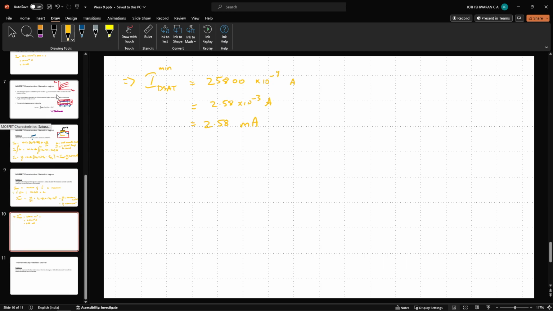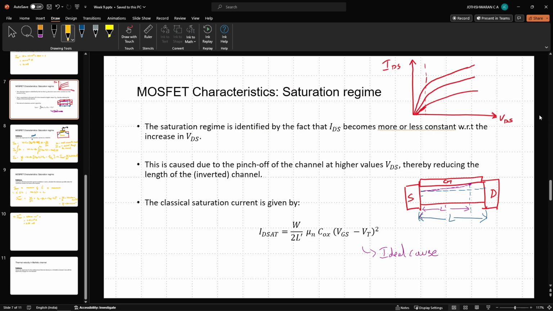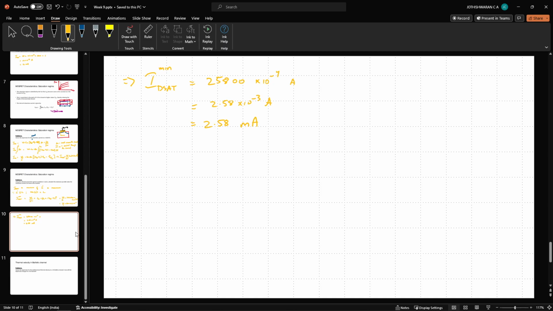So in order to reduce the saturation current further and further, we actually have to bring down VGS. Which again makes sense, because by bringing down VGS, we are reducing the charge carrier concentration in the channel, in the inversion region. Okay, so this is the minimum ID sat.